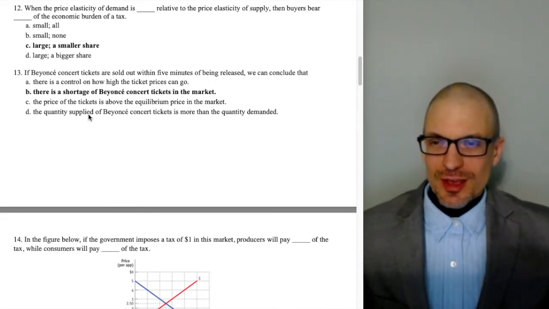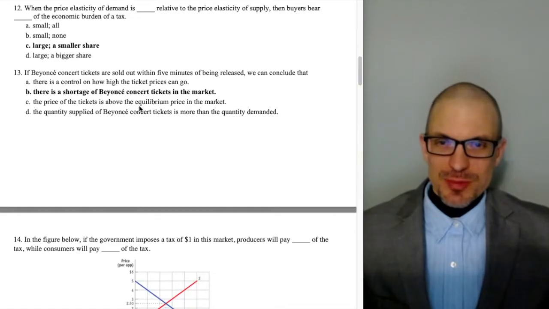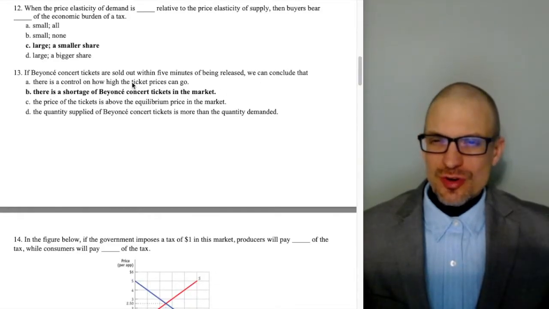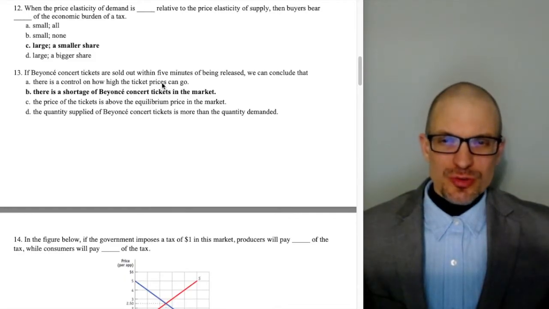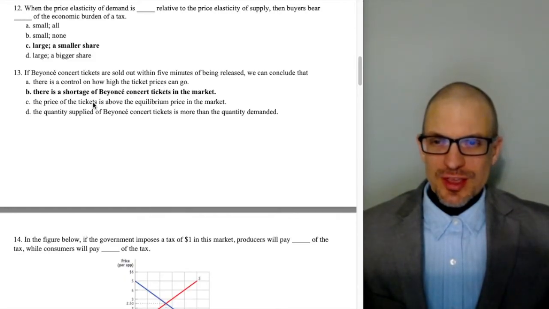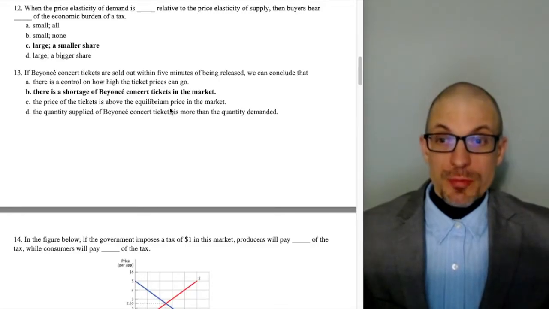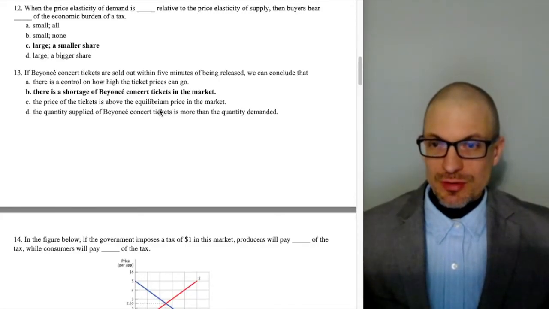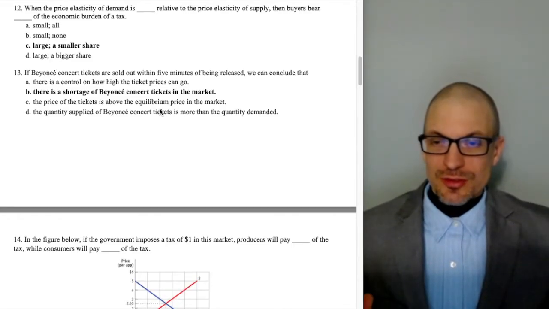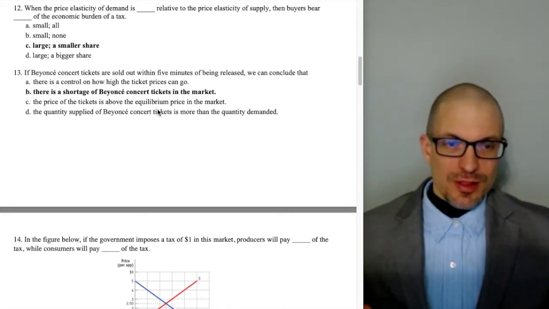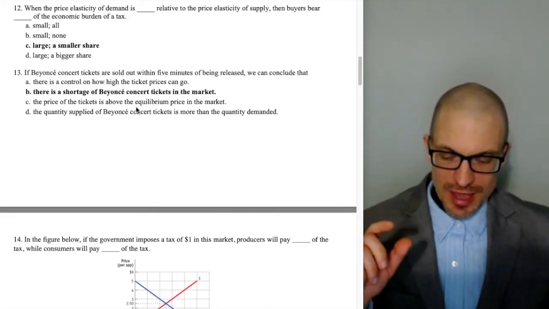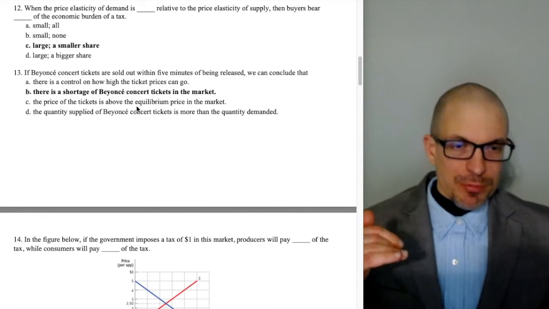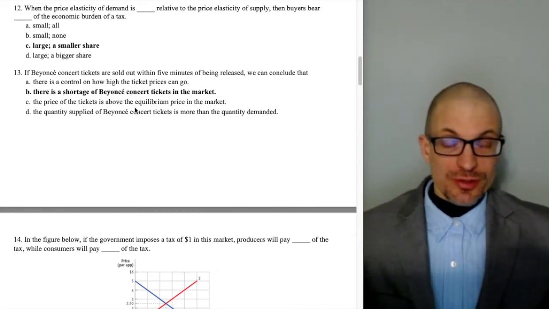If Beyonce concert tickets are sold out within 5 minutes of being released, what do we conclude? There's a control on how high ticket prices can go? No, there's no reason why we'd expect that. Price of tickets is above the equilibrium price. No, if the price is above the equilibrium price, that tells us the face value or the sticker price of the tickets was above the equilibrium, then at that price we would actually have a surplus.